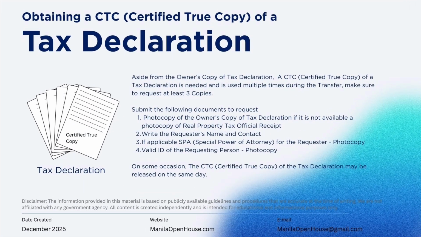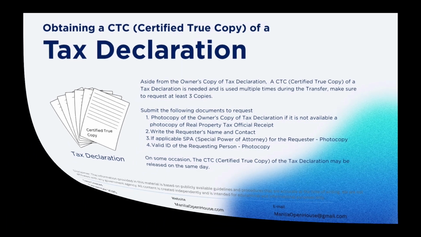Obtaining a certified true copy of the tax declaration. A certified true copy, or CTC, of the tax declaration is often required for various transactions, including title transfer, property sale, and loan applications. To request one, you need a photocopy of the owner's copy or the latest RPT receipt, along with the requester's name and valid ID. If a representative is making the request, an SPA is required. In some LGUs, certified true copies may even be released on the same day.